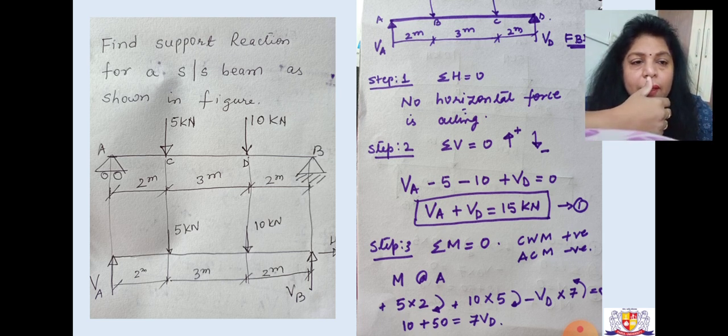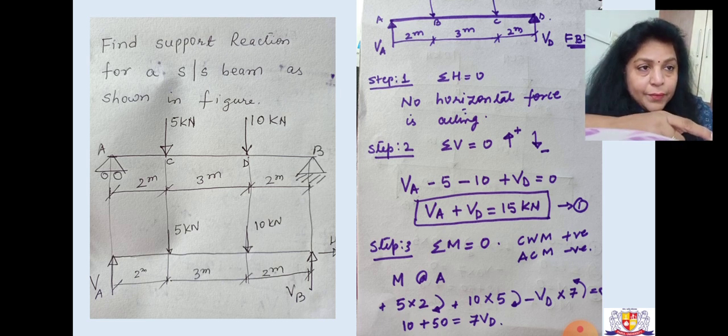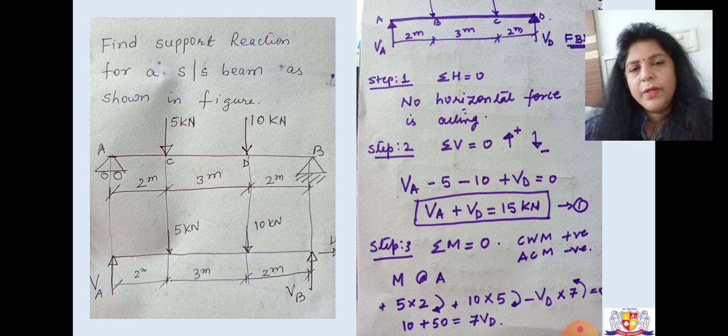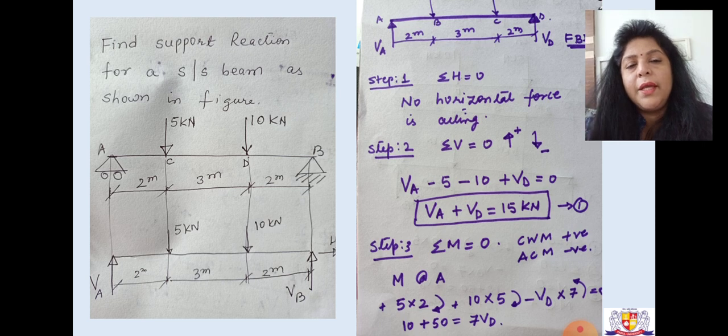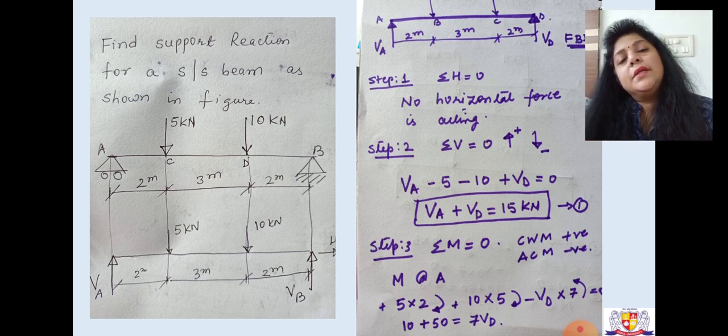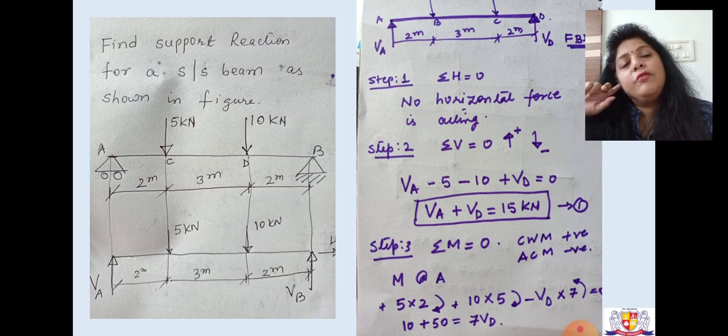When we are taking moment at support A, it is force into perpendicular distance, up to point A, because we are calculating the moment about point A. First is the 5 kilonewton force. What is the distance up to point A? 2 meters. Then the 10 kilonewton force. The distance up to point A is 2 plus 3, that is 5 meters. And the distance of the reaction VB up to point A is 2 plus 3 plus 2, that comes out to be 7.